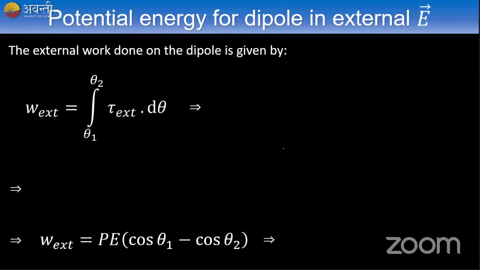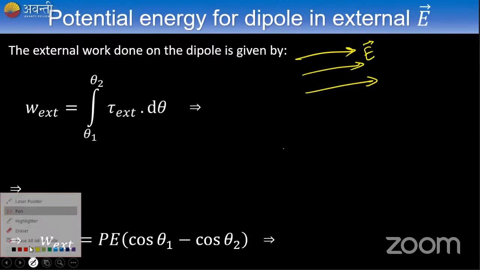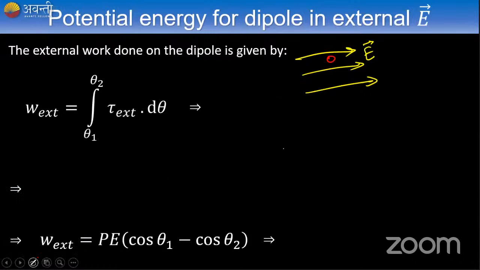W external is equal to the integral from theta 1 to theta 2. So we are applying some work. Initially my dipole was in one position and it tried to bend into another position. There was a uniform electric field here. In the presence of this uniform electric field, I had a dipole of magnitude P, which made an angle theta in the initial case. Now, under the influence of the electric field, it tried to rotate.